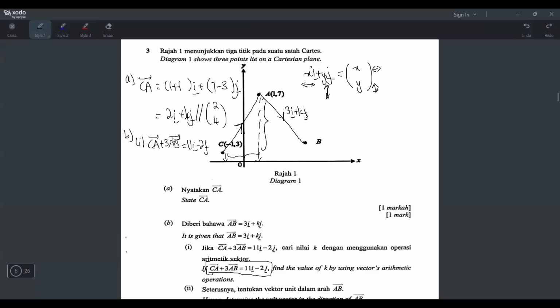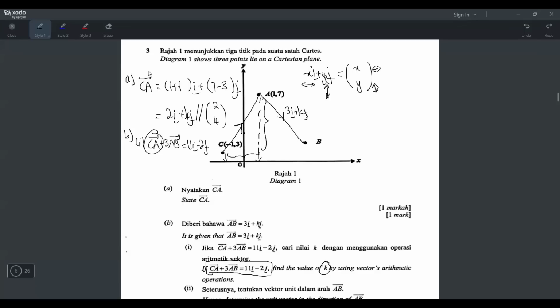Okay, let's check whether we have CA and AB or not. If we have these two vectors, then it's very good, because we can just substitute inside and then times 3, and then add these two together and compare, then I can find my k already, right? If I have these two vectors. But let's see whether I have them or not.